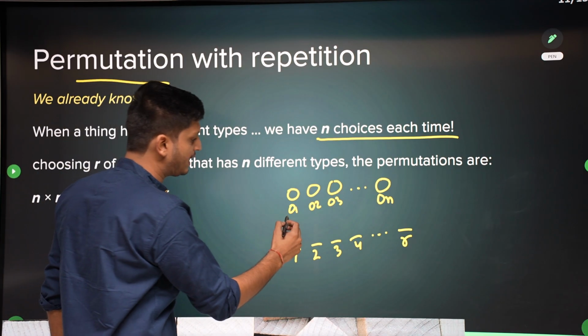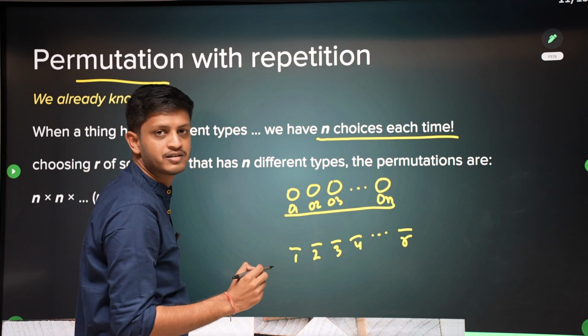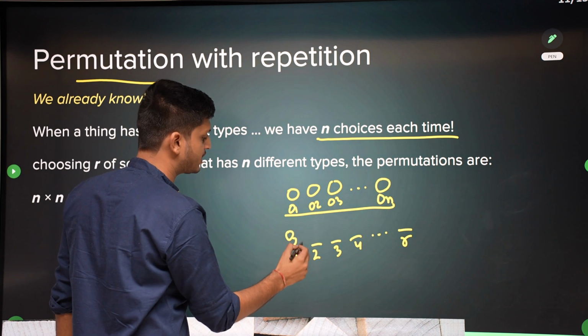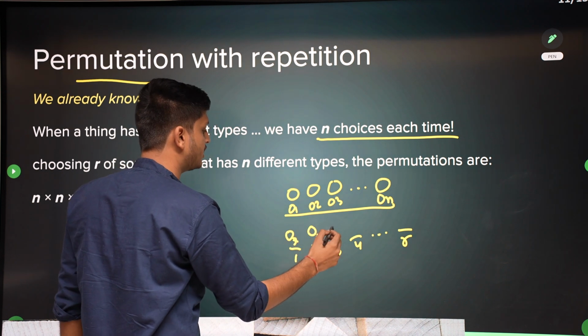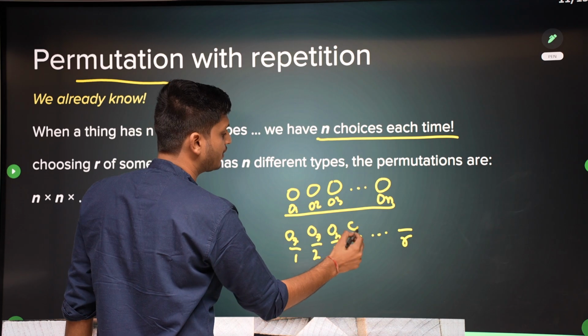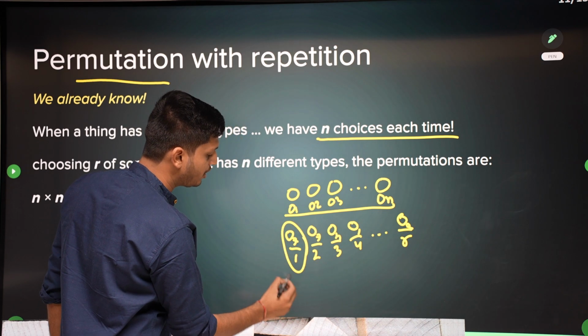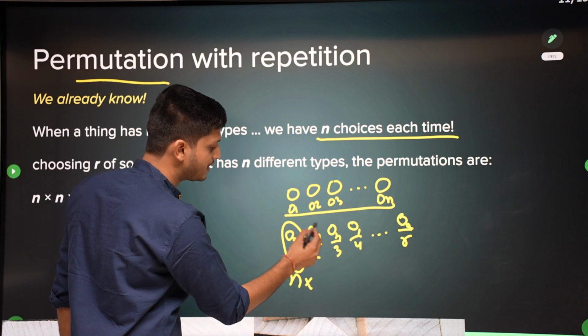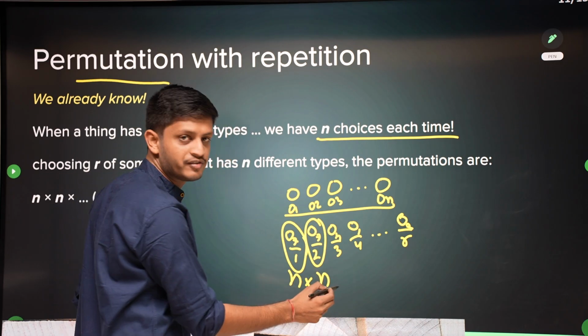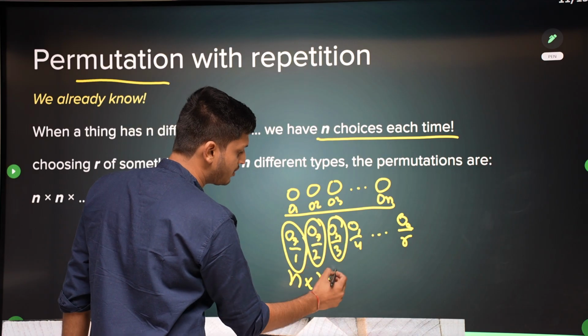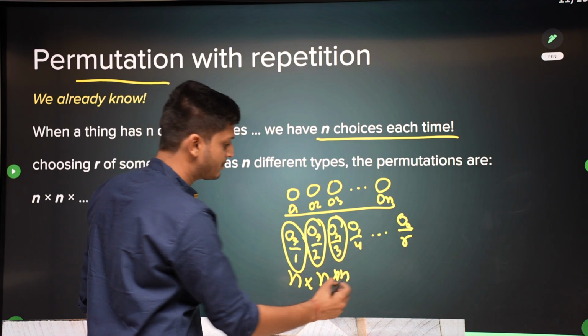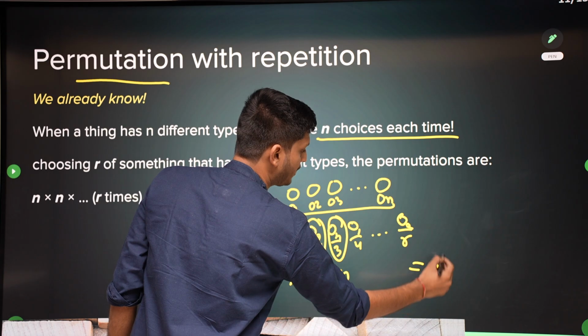You can take any object for the first place. Let's say the 7th object here, and you can have again the 7th object here, the nth object here, the first object here, the second object here. So for every place you have n options. Fill the first place, n options, the second place, n options, and the third place, n options. Rule of product, so it becomes n to the power r.